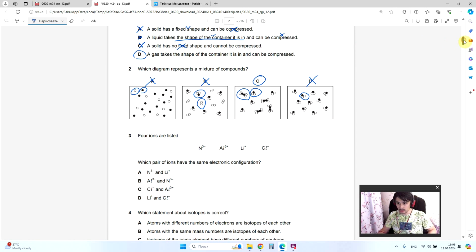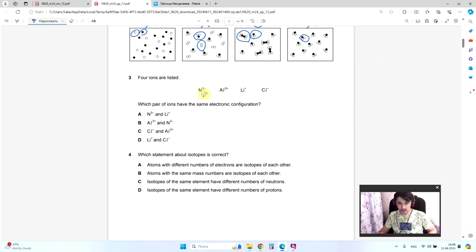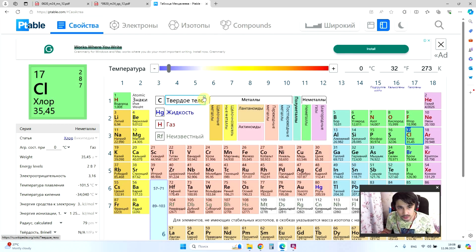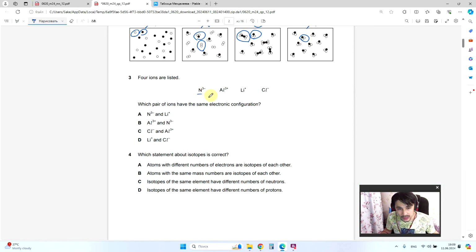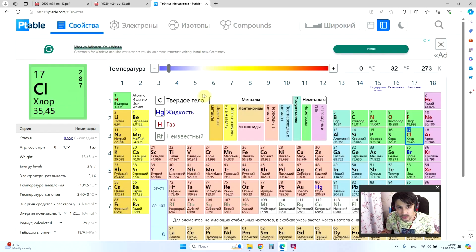All right, look at the question number 3. 4 ions are listed. Which pair of ions have the same electronic configuration? In order to answer that question, we need to address the periodic table. So first we need to find our element and identify how many electrons are there if atoms are neutral. So let's find nitrogen first.